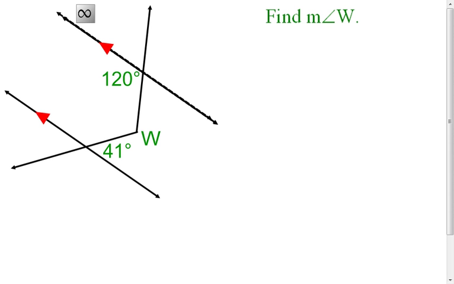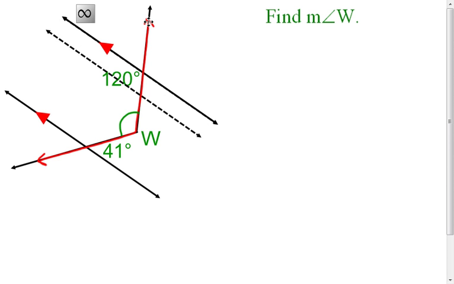Here we're going to have a few examples dealing with our parallel lines and then the angles created from the transversal running through those two parallel lines. And in this first example, we're looking for the measure of angle W, which as you notice is going to be right here. And what we really want to do is find the measure of that angle.